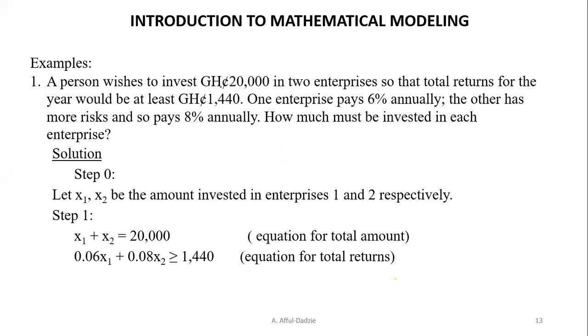It says a person wishes to invest 20,000. So here there's no room for any of this. He wishes to invest 20,000. X1 and X2 must be equal to 20,000.